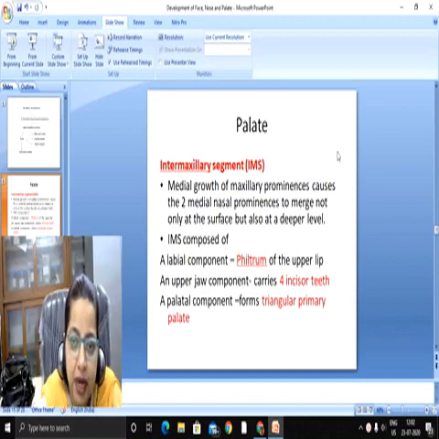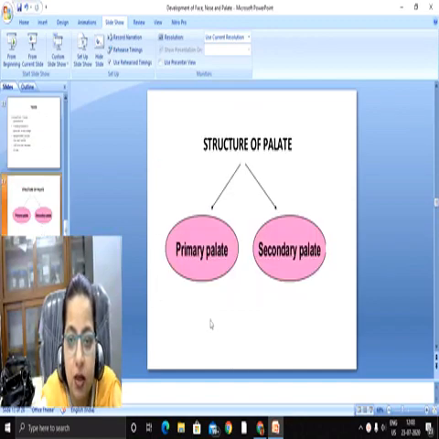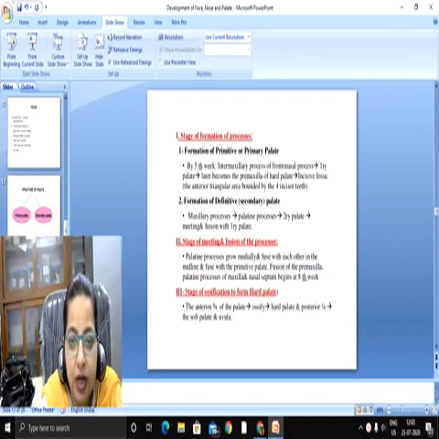Palate basically is made up of two components: primary palate and the secondary palate. As you can see here, the structure of palate is made up of two components: the primary palate and the secondary palate.